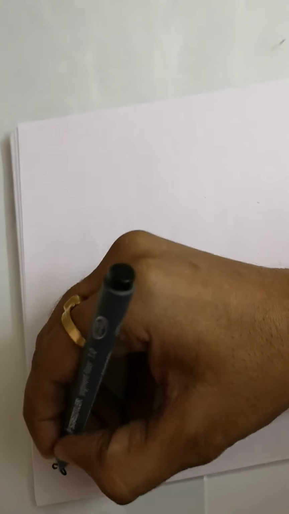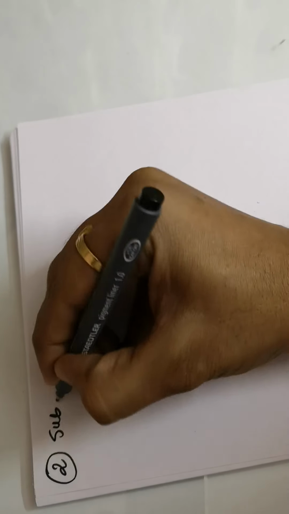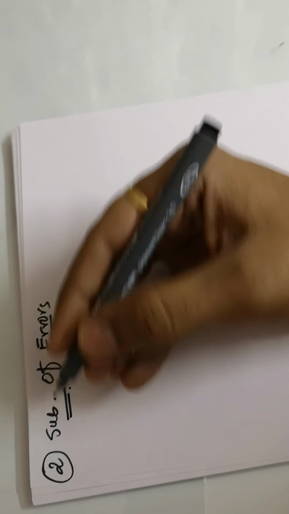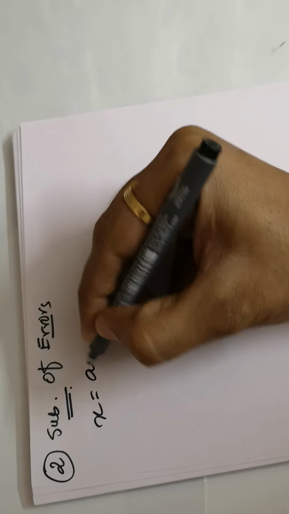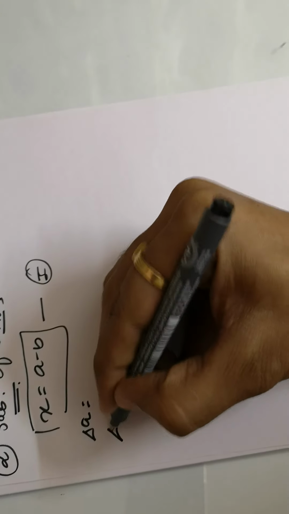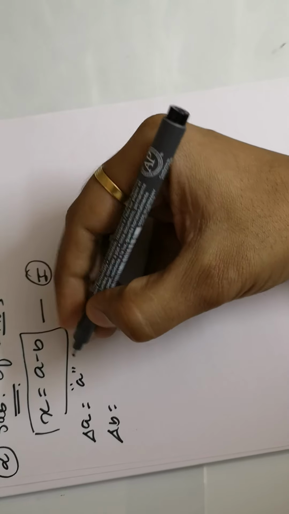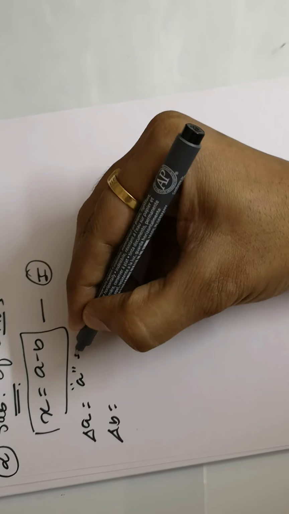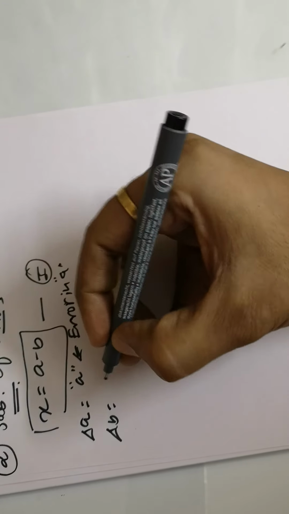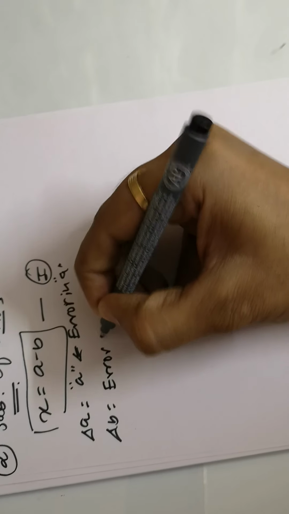So after this addition rule, we may just shift to another part, which is our second rule, called the subtraction rule. So that is subtraction of errors. For the subtraction of errors, first of all we will mention that x equals a minus b or b minus a. It is up to you whichever you want to follow as per our notations. You are aware of delta a and delta b. So delta a is called the error in a, and delta b is called the error in the part of b.